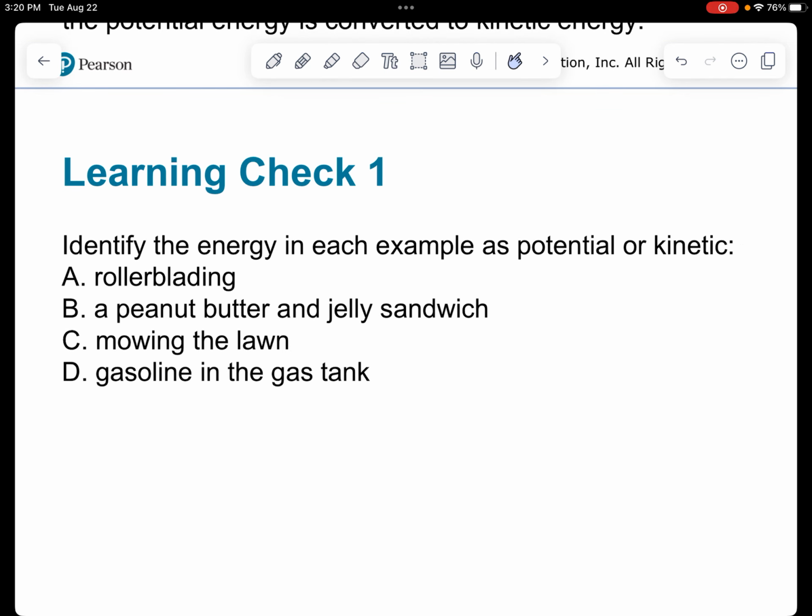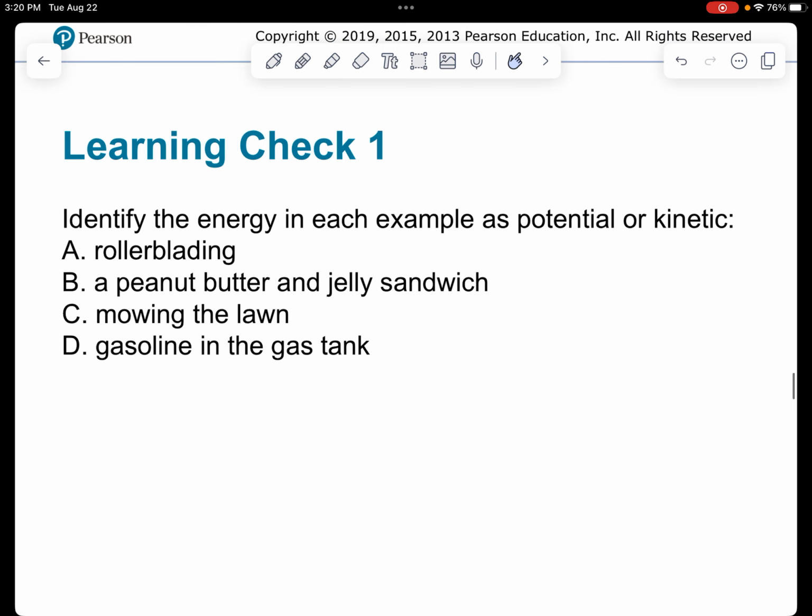Identify the energy in each example as potential or kinetic. Rollerblading? Well, that would be kinetic. A peanut butter and jelly sandwich, potential. That's fuel. Mowing the lawn, kinetic. Gasoline in the tank, potential.